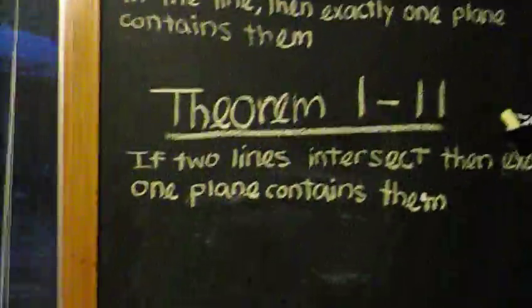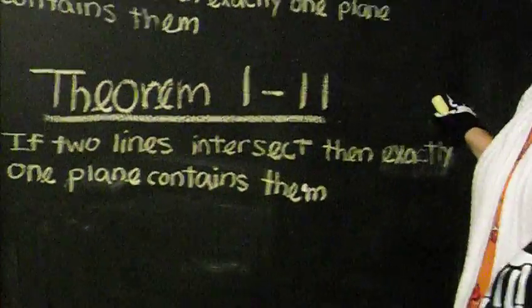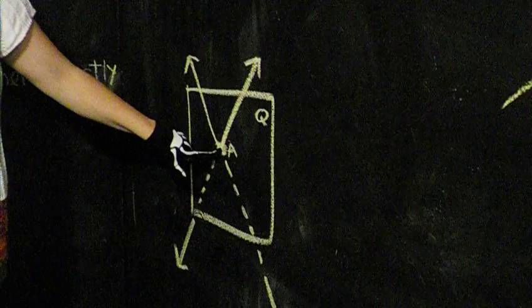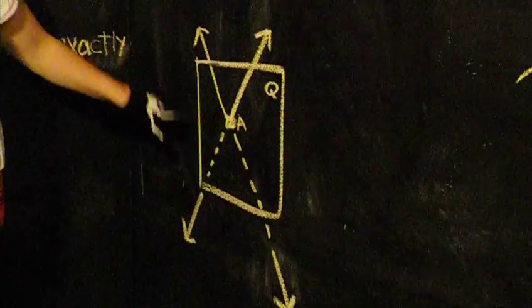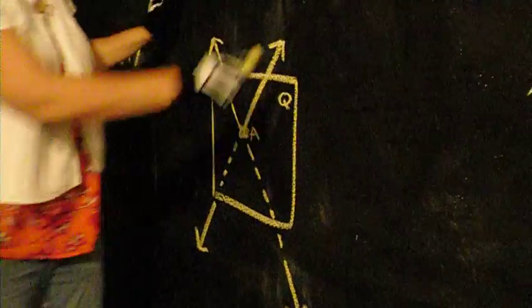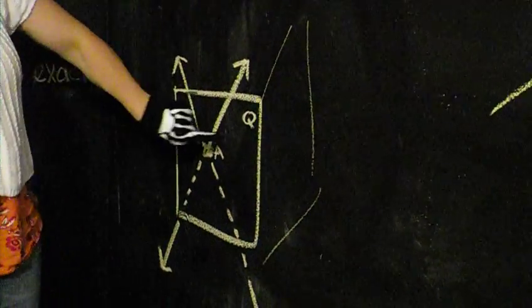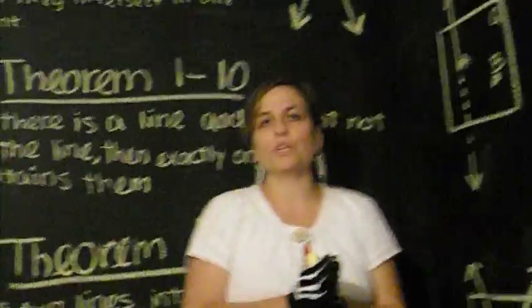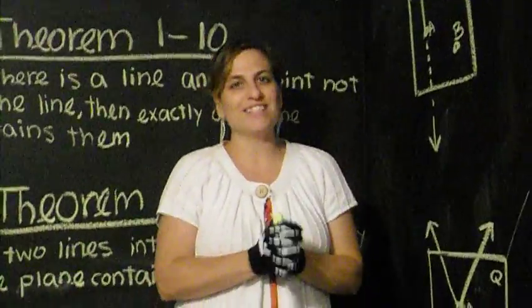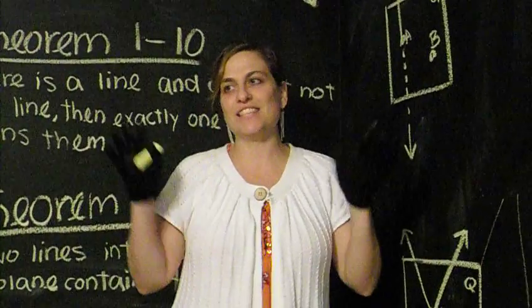Finally, theorem 1-11, if two lines intersect, then exactly one plane contains them. Okay, so here's the two lines that intersect, and we have exactly one plane that contains them. There might be other planes up here, but for these two lines, this is the plane that contains them. All right, so go off and do your classroom exercises and have fun, and thank Nico.